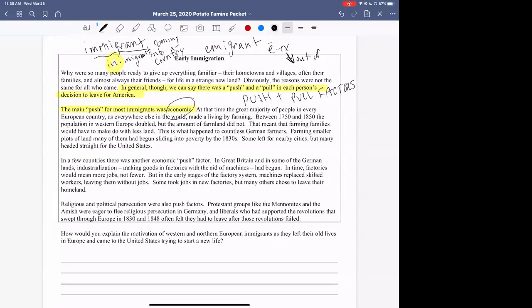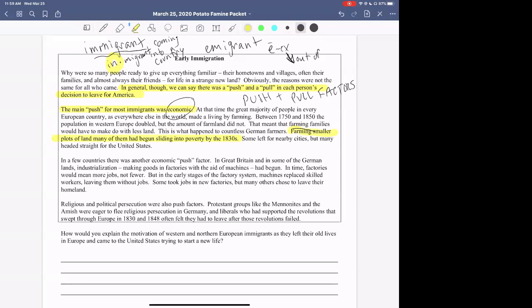Between 1750 and 1850, the population in Western Europe doubled. I'm going to go to the last sentence here. Farming smaller plots of land, many of them had begun sliding into poverty by the 1830s. That's important, so I'm going to underline that here. Some left for nearby cities, but many headed straight for the United States.